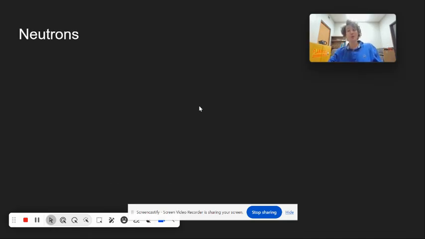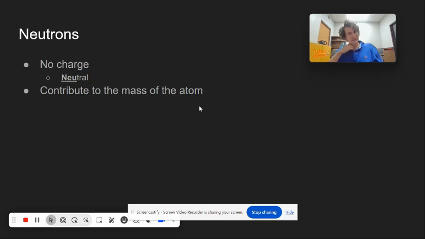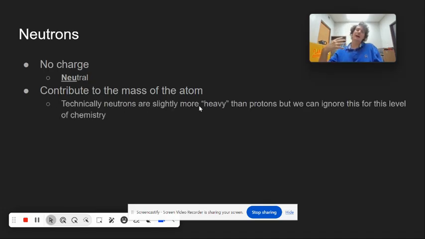Neutrons, by the name neutron, they are neutral. They have no charge, but they do have mass. Technically, they're a little bit heavier, actually, than protons. Just a little bit. At the high school level, even like early college, we tend to ignore this. We're kind of like, it's close enough. They're both treated as 1 AMU. An AMU is an atomic mass unit.